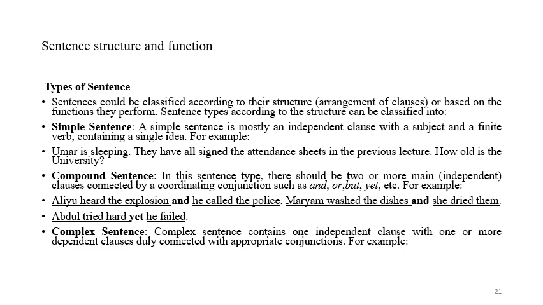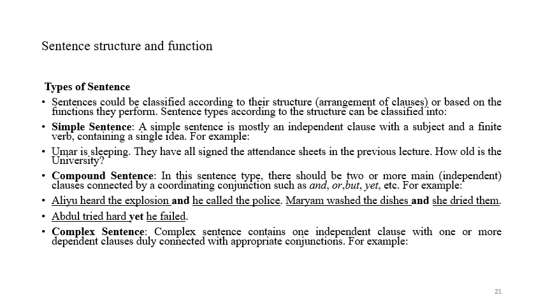Then we have the complex sentence. A complex sentence is a sentence that has one main clause and one subordinate clause. So pay attention. What's the difference between compound and complex? The difference is this. In compound, we say it has two main clauses joined by coordinating conjunctions, while in a complex sentence, we say it has one main or independent clause and one or more subordinate clauses.